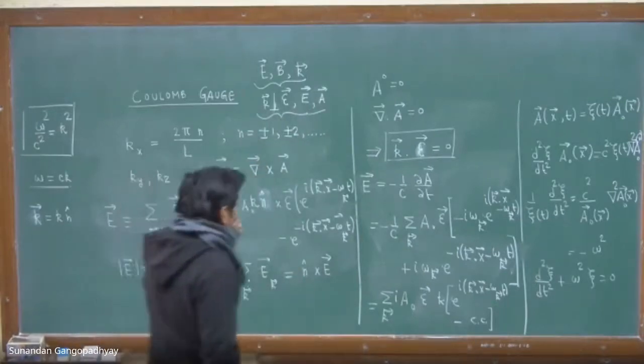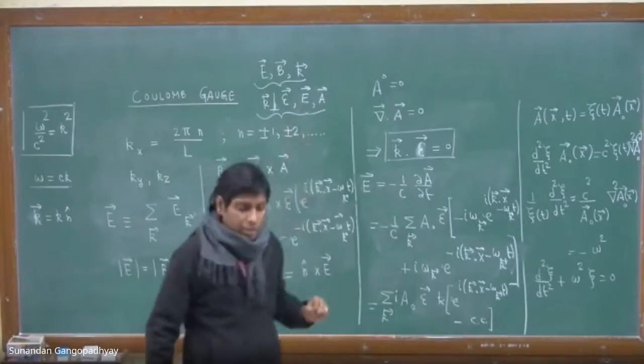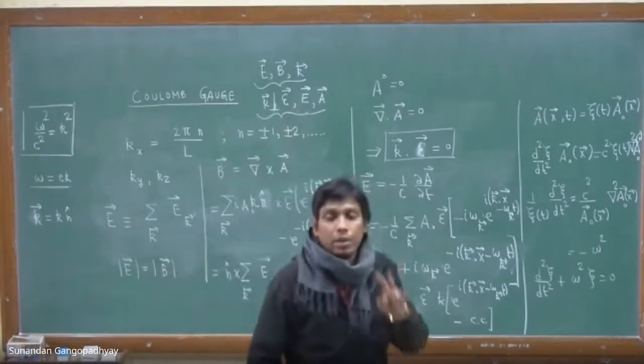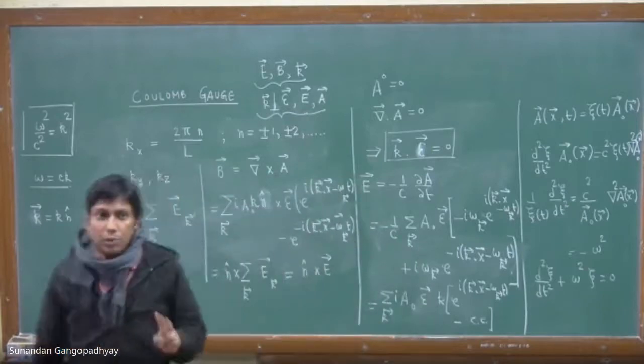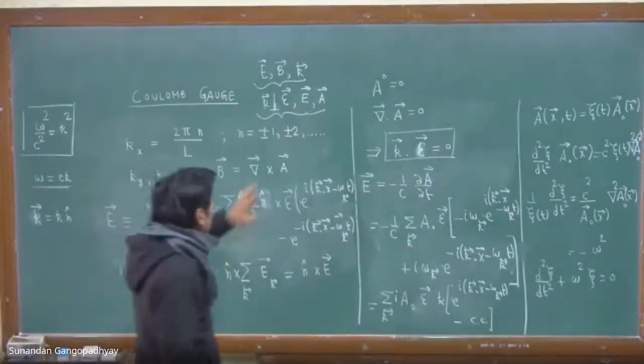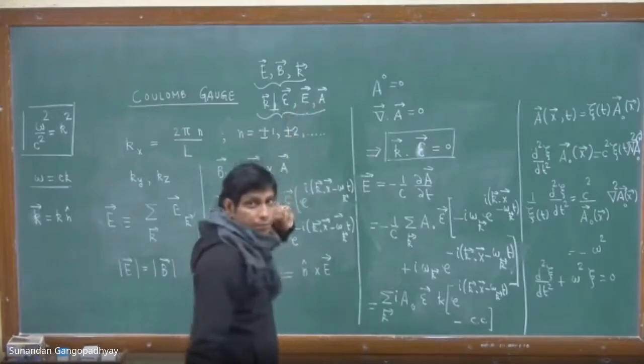And how many independent polarization directions are there? There are two independent directions. There are two independent directions of polarization for the electromagnetic field.